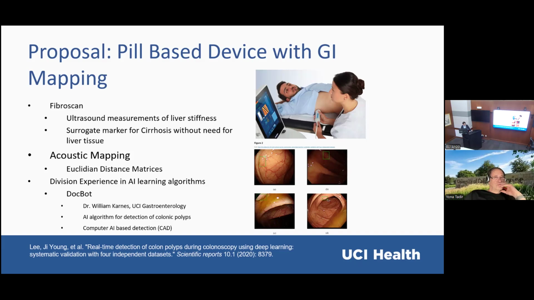There have been, I don't know if it's popular science or not, but people have done acoustic mapping of looking at sound waves bouncing off of different buildings to get a sense of a map of how things look. And the stomach is not too geometrically complex, and the rest is just a series of tubes. So I don't think it'd be too complicated to be able to map it in that regard. And we do have some experience in AI learning algorithms. Dr. William Carnes, he's been at UCI for a number of decades. He developed an AI algorithm with some postdocs at Stanford to get a computer AI-based detection algorithm for polyps. And they've actually sold it off, went to market. Unfortunately, it was replaced by the Medtronic brand, but we do have experience in some AI learning algorithms as well, at least in the polyp detection format.